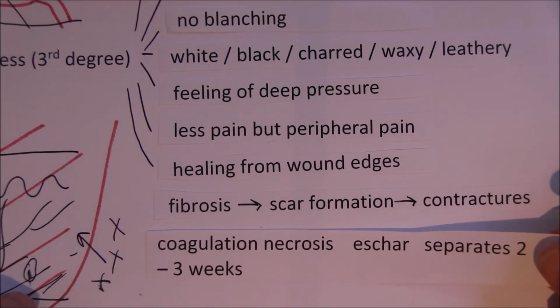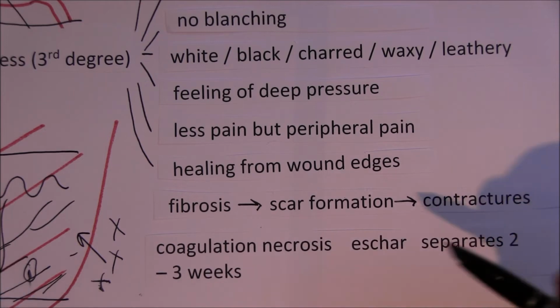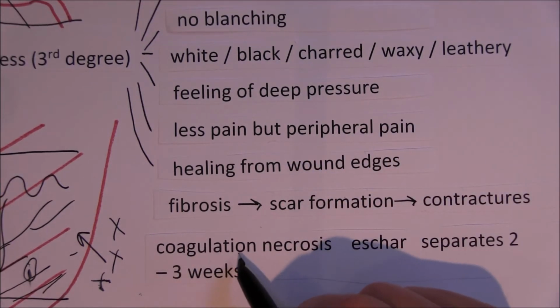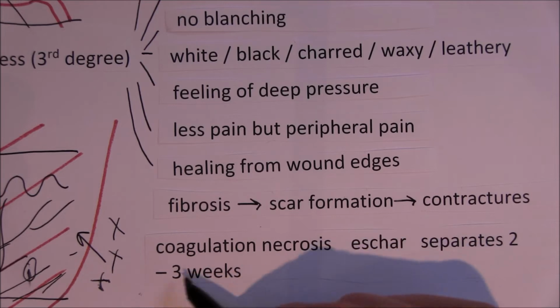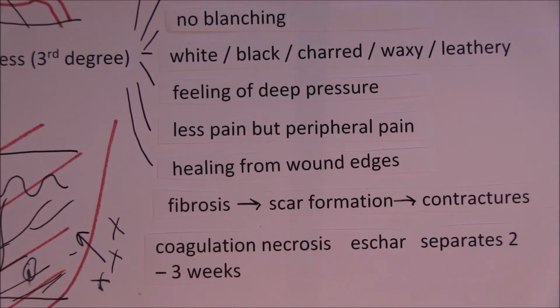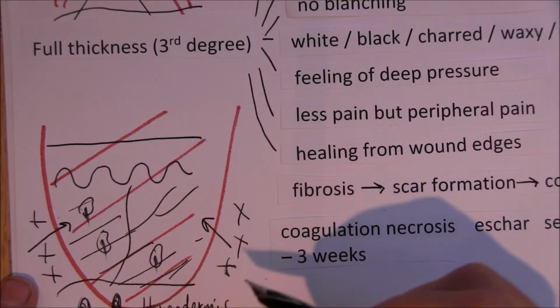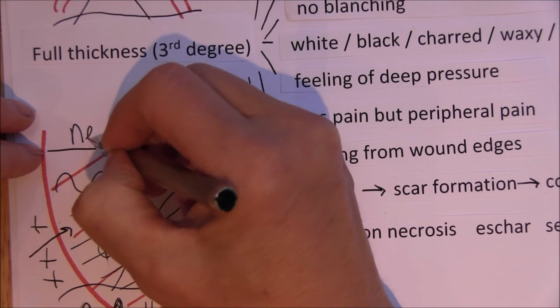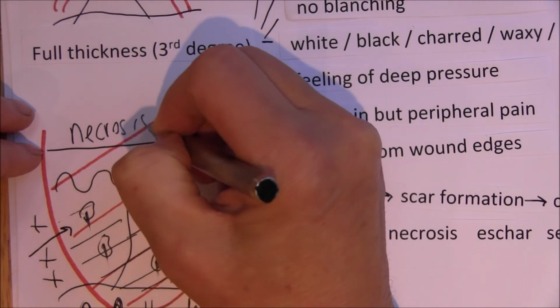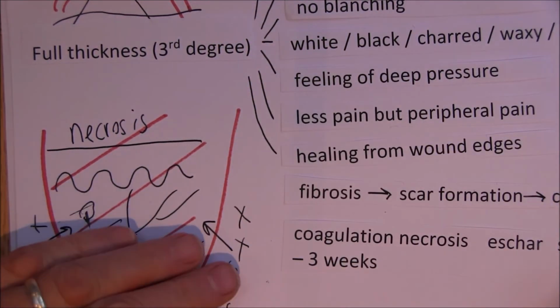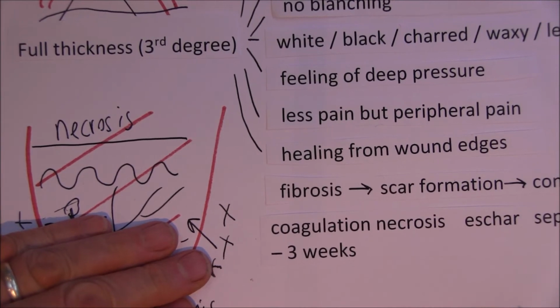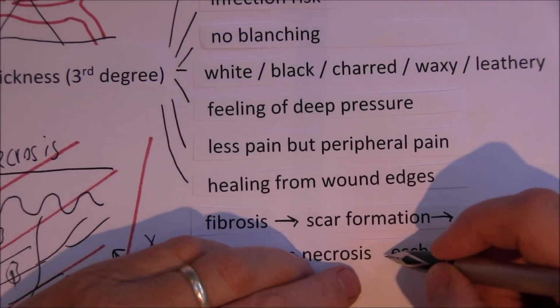And the other risk with full thickness burns is we get coagulation necrosis. So you know blood coagulates, it clots, doesn't it? So the heat will coagulate the proteins, it will cause denaturing of the proteins. And so the proteins in all of this tissue are denatured, and that kills it, causing necrosis. Dead tissue necrosis. So coagulation necrosis, and that can form an S-scar.